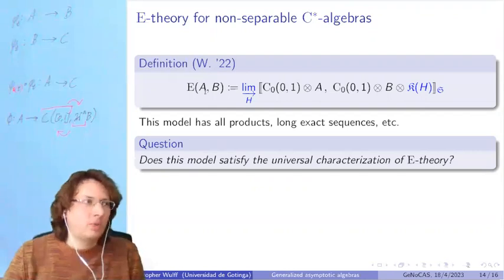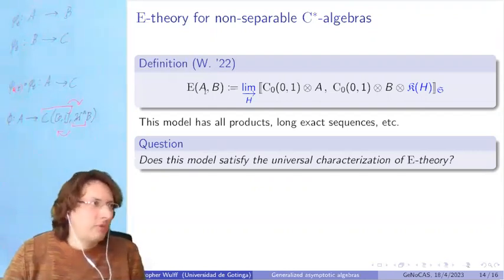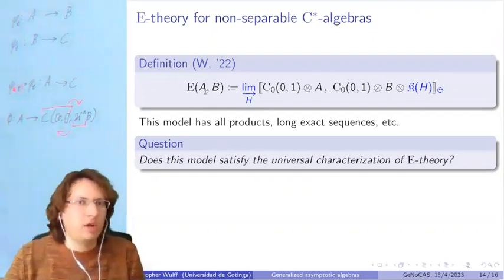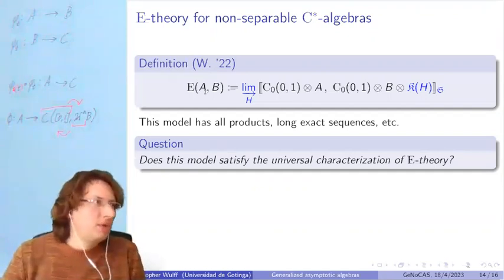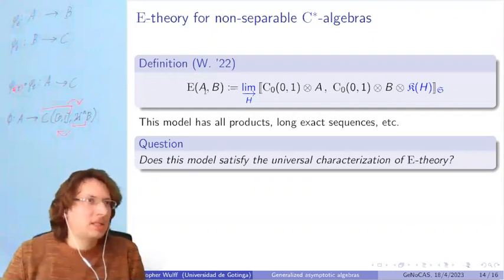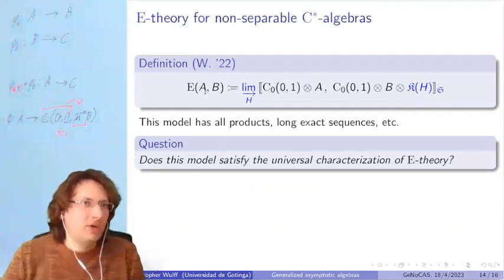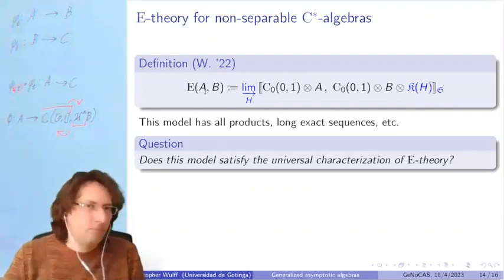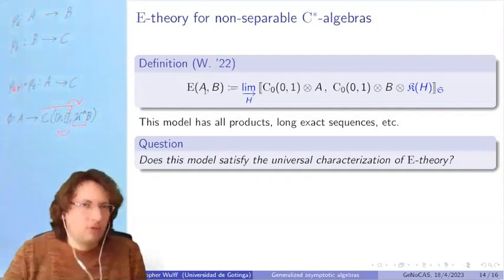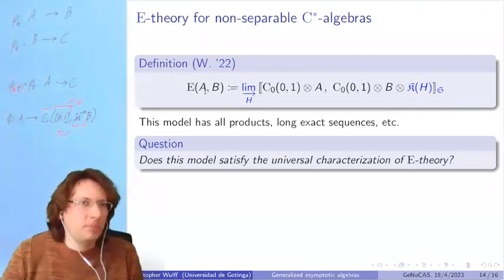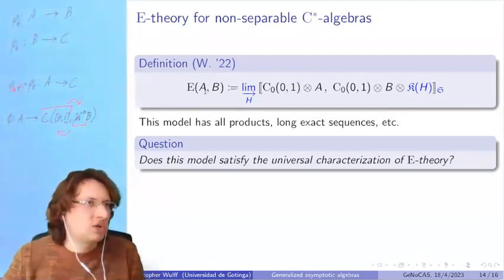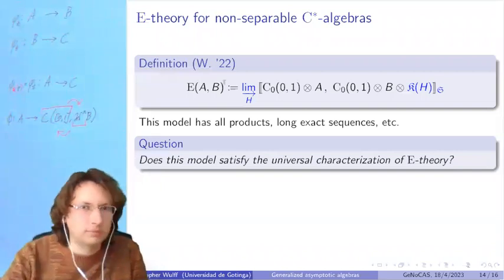And one property which one would of course like to have from a theoretical point of view, although it's not so relevant for me, would be that it satisfies the universal characterization of E theory. So E theory can be described by a universal characterization. And yeah, it would be interesting to check this. I haven't done it because it's not really relevant for me. So that's one open question.